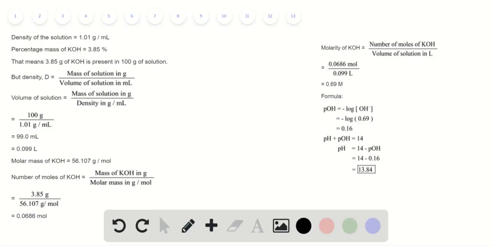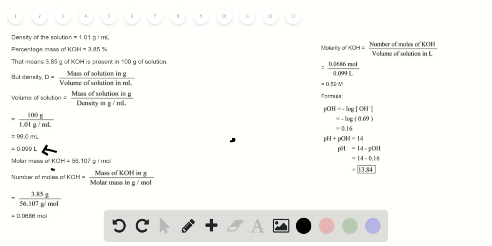We are provided with the density of a solution along with the mass percentage of solute KOH. This means that 100 gram of solution will contain 3.85 grams of KOH. Using this, we can determine the volume using the formula density is equal to mass per unit volume. Substituting in the values, we have the volume of solution as 0.099 liter.